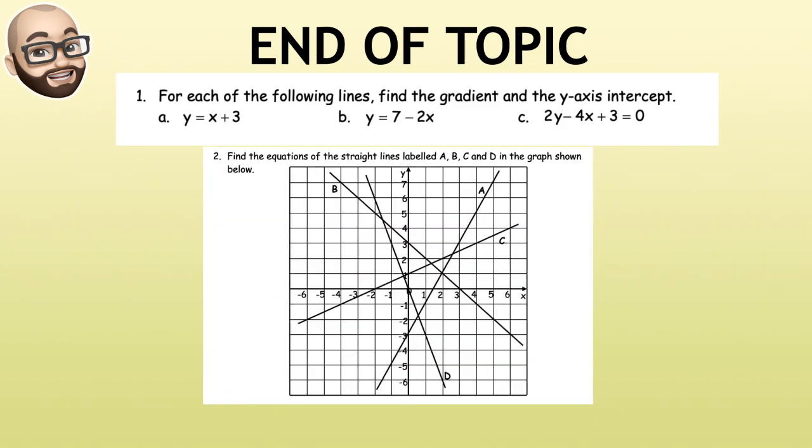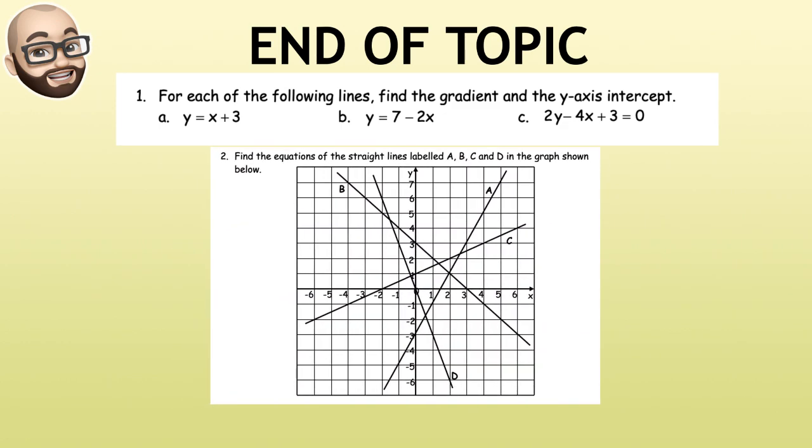Question 2 is find the equations of the straight lines labelled. So you've got an A, a B, a C and a D. Each of these is going to be y = mx + c. For every line that we've got there, we need to find the gradient and the y-intercept. The y-intercept should not cause you any problems.